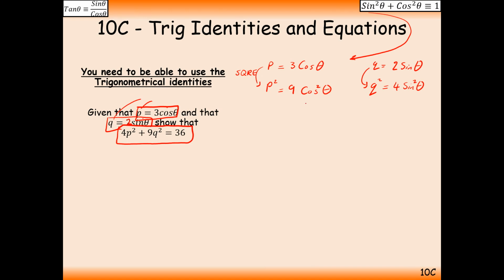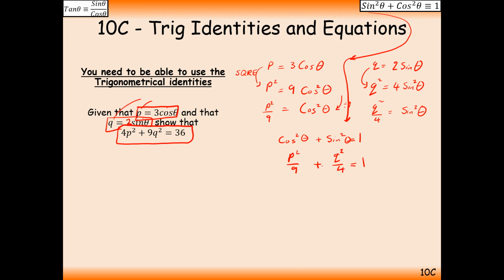Actually, we can divide both sides by 9 here. p squared over 9 is cos squared, and q squared over 4 is sine squared. We want to use our famous identity up there. I'm going to bring it down here and write the identity first and then substitute it. So this means that p squared over 9 plus q squared over 4 equals 1.